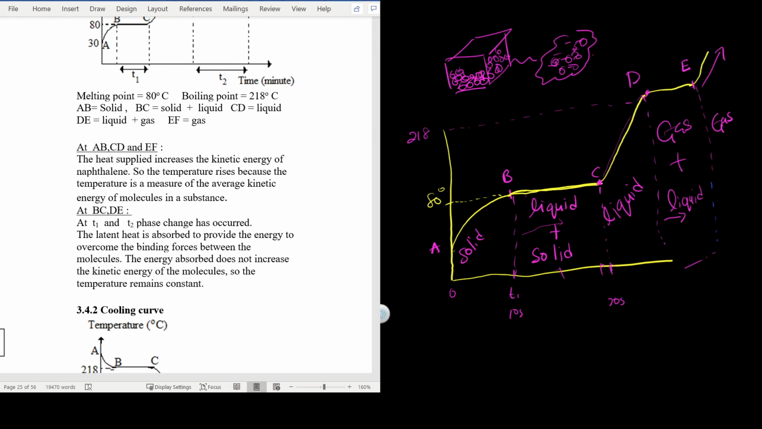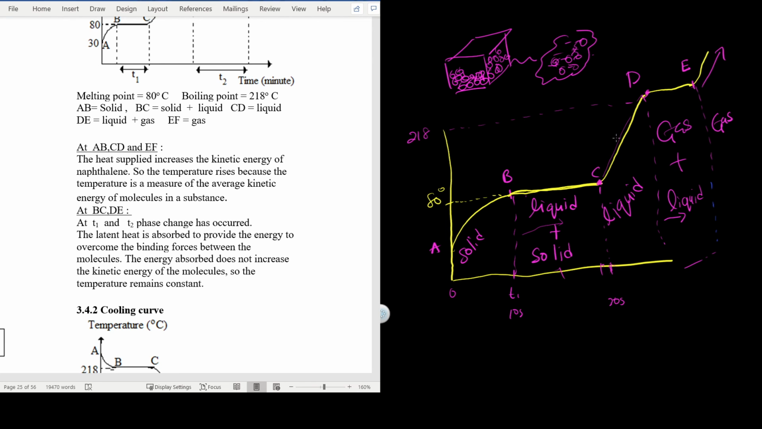At B, C, where the flat line is, the horizontal line, B, C, and D, E, phase change has occurred. So here is the process of change of phase from solid to liquid, from liquid to gas. So here, the latent heat is absorbed. B, C, latent heat is absorbed. D, E, latent heat is absorbed.